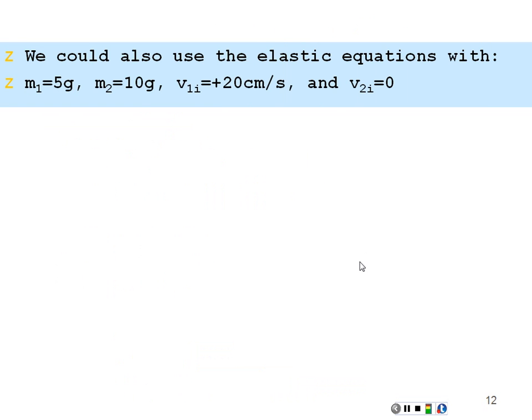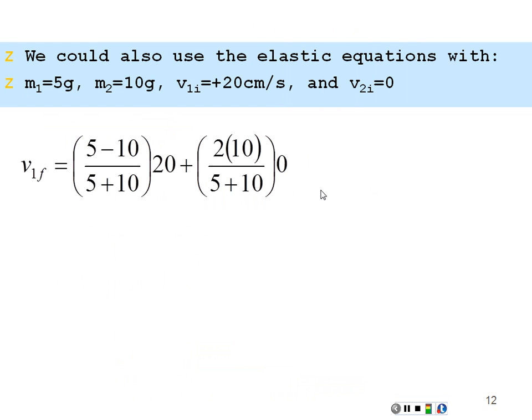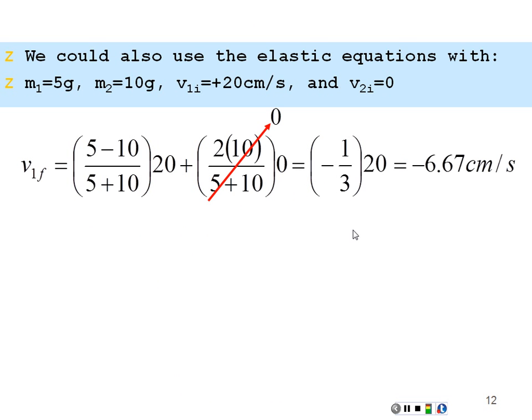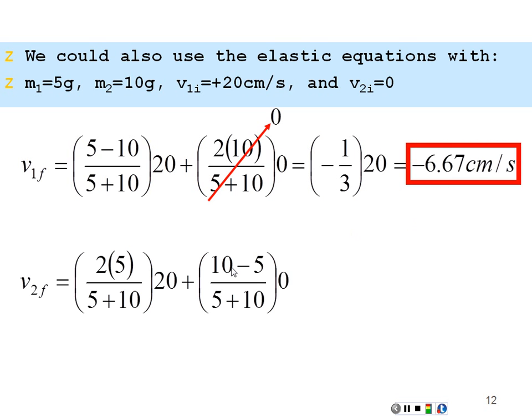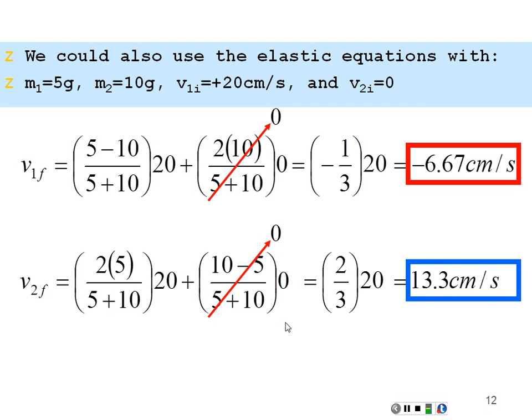We could also use the elastic equations, noting that mass 1 is 5 grams, mass 2 is 10 grams. So 5 minus 10 over 5 plus 10 gives us a negative 5 over 15, or a negative 1/3, times 20. V2 initial is 0, so we have a negative 1/3 of 20, or a negative 6.67 centimeters per second. For V2 final, we have 2 times mass 1 over mass 1 plus mass 2, which gives us 10 over 15, 2/3 times 20. Again, V2 initial is 0. 2/3 of 20 is 13.3 centimeters per second.